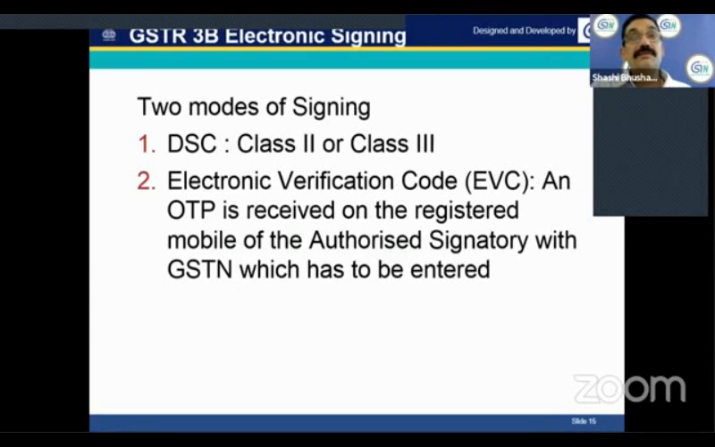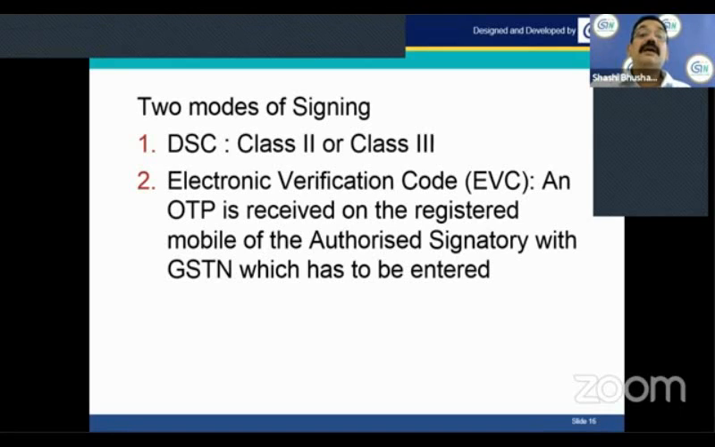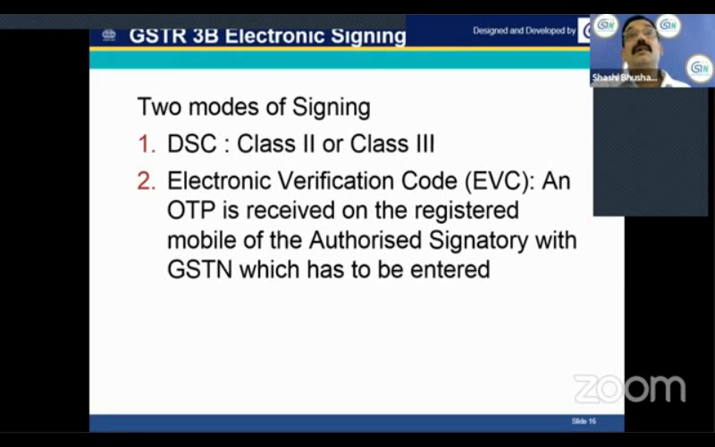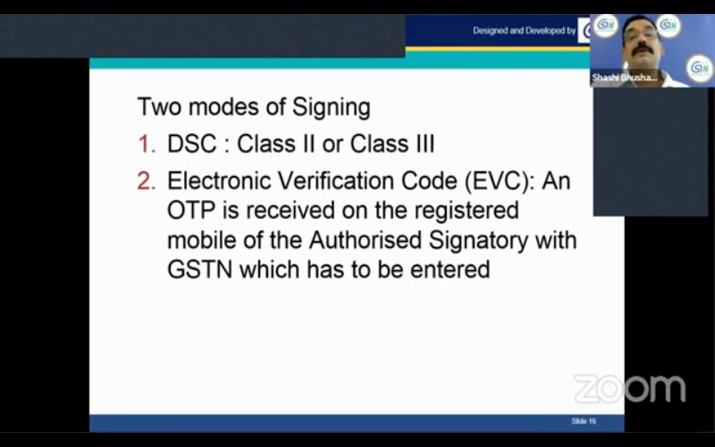Now, there are 2 ways in which a taxpayer can sign this furnished 3B. One way in which he can sign is by applying a DSC. Now, DSC is mandatory for all the taxpayers who are companies or registered under Companies Act, and all other taxpayers can file through electronic verification.